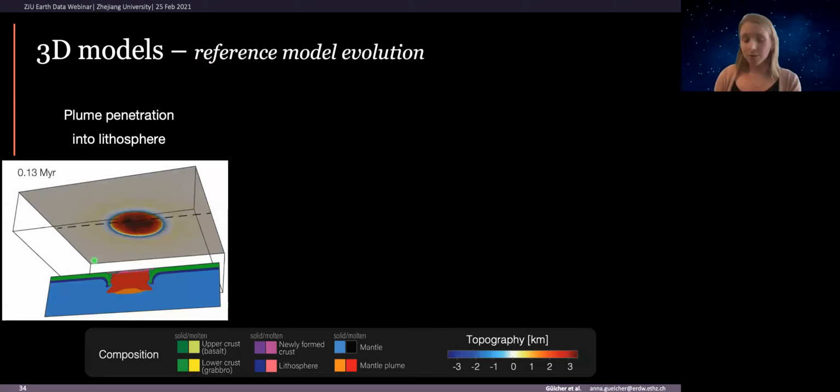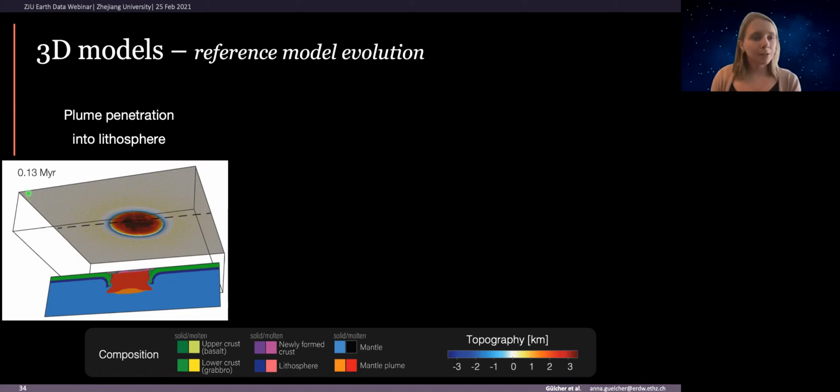And this is the first time step that I'd like you to see. So basically what we see here is a cross-section in the middle of the model with the composition field. And on top you have the surface view of the topography that is above these structures. And high topographies are shown in red, while deep negative topographies are shown in blue.